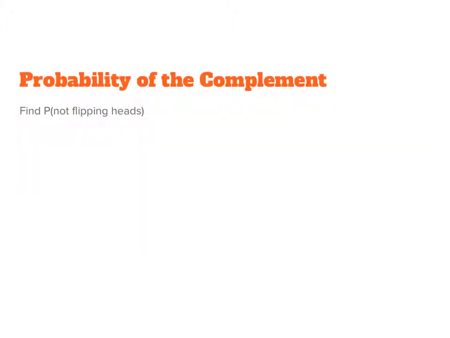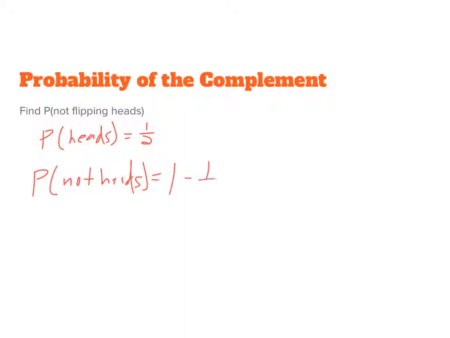So our first example, we're going to find the probability of not flipping heads. So to do that, the first thing we want to do is find the probability of heads, which we know is 1/2. Okay, so the probability of flipping heads is 1/2. So to find the probability of not heads, we take 1 minus the probability of heads, which is 1/2. Now to subtract, again, we want to rewrite it as a fraction. Since our denominator is 2, we want to rewrite 1 as 2 over 2. So I can take 2 over 2 minus 1 over 2, and that gives me the probability of 1/2. So the probability of not heads is 1/2.